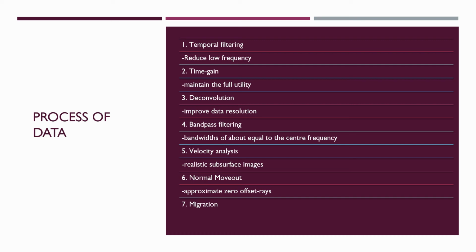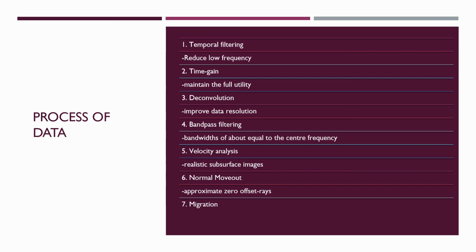Time gain is a non-linear process. Thirdly, spiking deconvolution is done to improve data resolution. After that, temporal and spatial filtering is performed. Temporal filtering can be defined as the filtering that is applied on the dataset according to how long the time exists. Temporal filtering includes bandpass filtering in order to achieve bandwidths that are about equal to the center frequency.